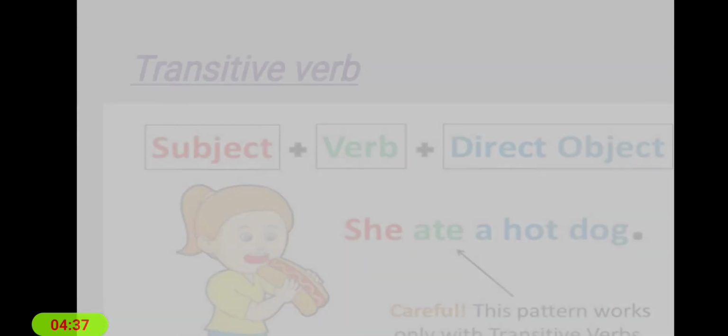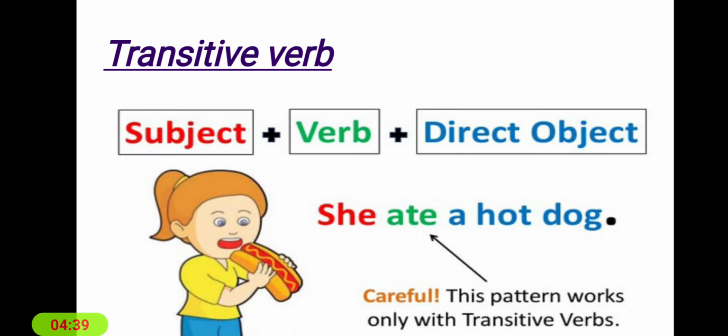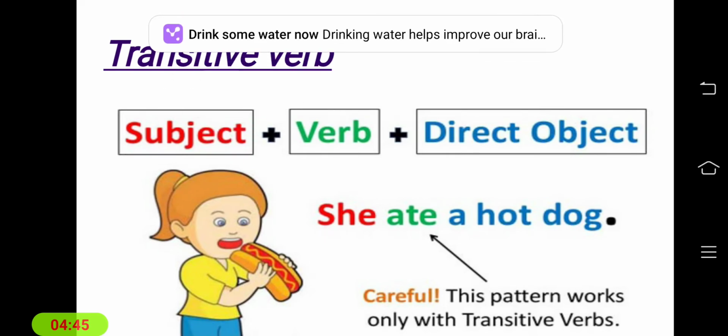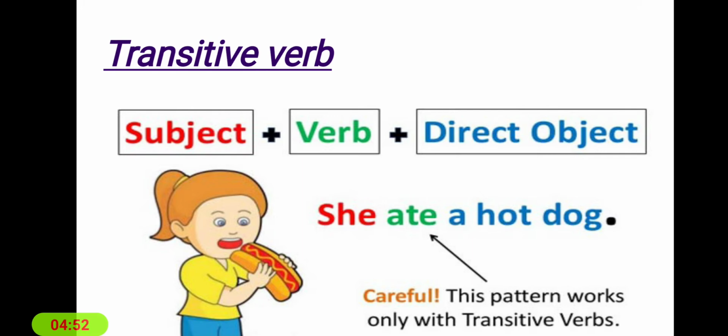Now let's see some example. So this is an example of transitive verb. She ate a hot dog. So she is a subject here, ate verb, and a hot dog is an object. So here ate is incomplete without an object. That what was eaten by her. So obviously a hot dog. So here this verb is followed by object, that is a hot dog. So it is a transitive verb here.